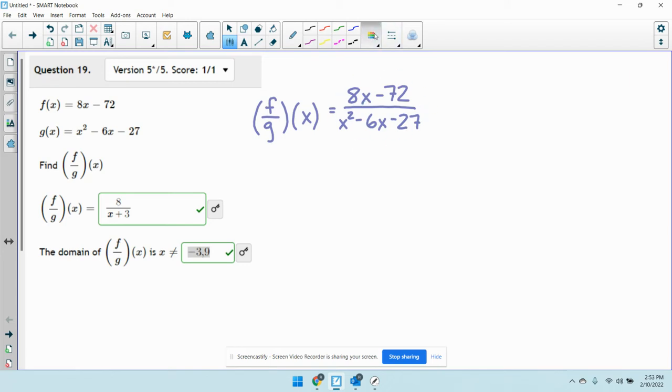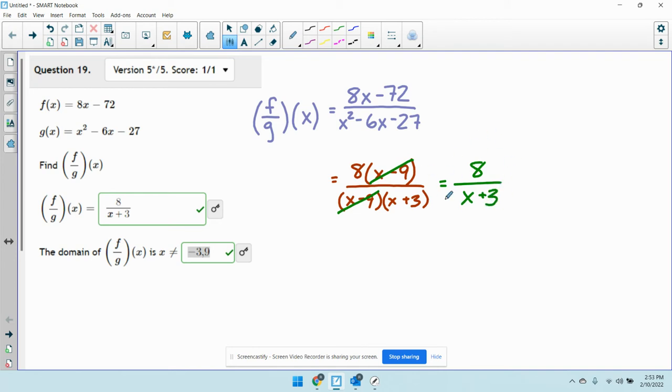Now I can simplify this, but that involves me having to factor the top and the bottom. So if I factor the top, I can take an 8 out. I'm left with x minus 9. Factor the bottom, I'm left with x minus 9, x plus 3. So we would say, all right, let's cross out x minus 9. So I'm left with 8 over x plus 3.